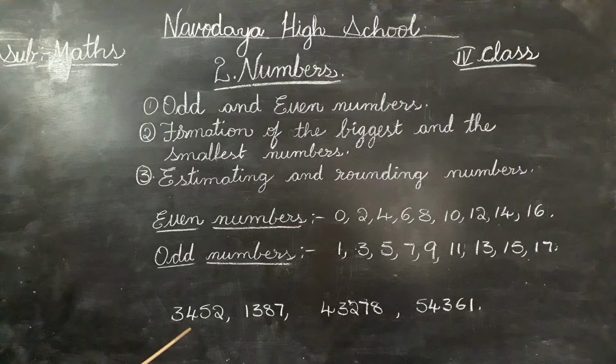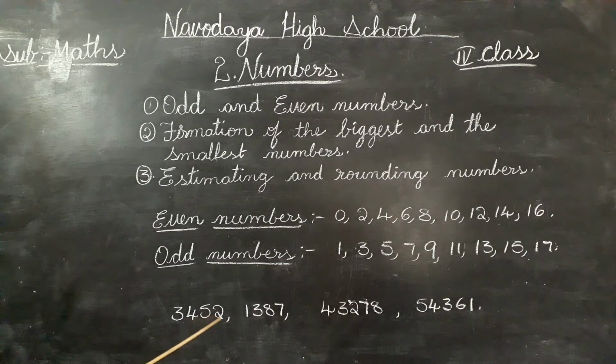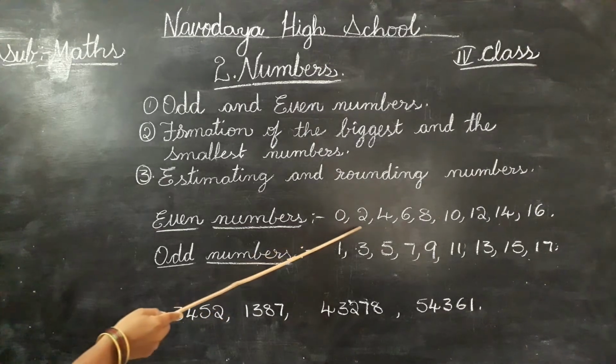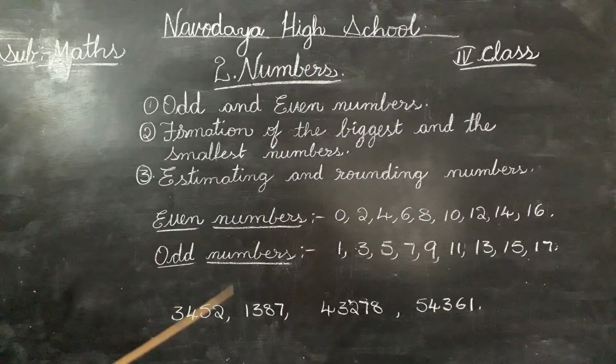Now look here children, some numbers are here. 3452. Is it an even number or odd number? So you have to find the ones place value. What is the ones place number here? 2. Is 2 even or odd? Even number. So the total 3452 is an even number.